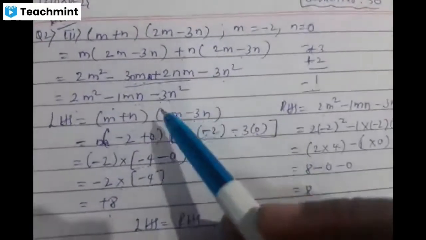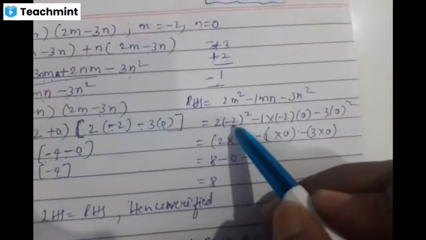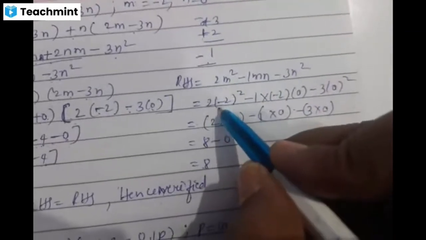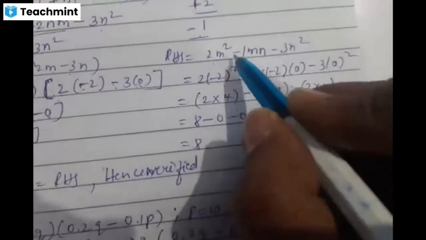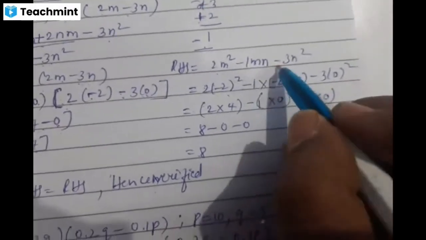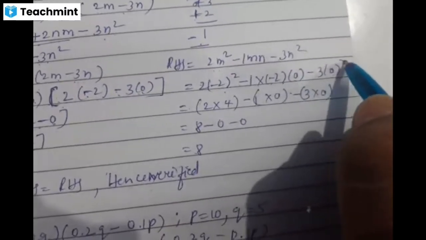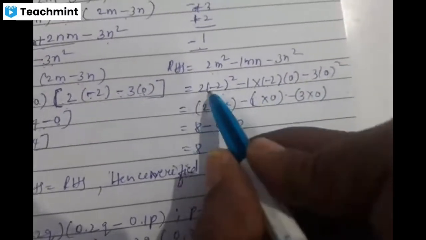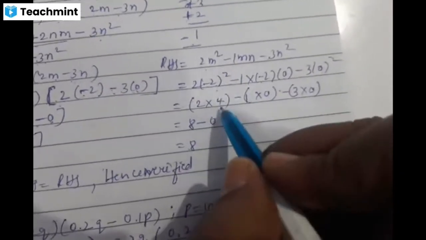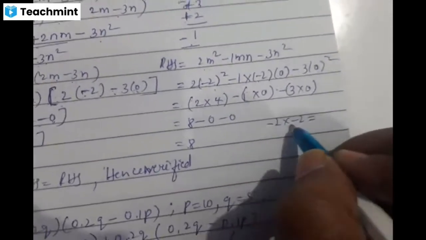Now consider the answer as RHS. Here in place of m, you should substitute minus 2 and n as 0. 2 into (minus 2) whole square minus 1 into m is minus 2, n is 0. Minus 3 into n place we have to substitute 0 square. 2 into minus 2 multiplied 2 times, children. Minus 2 whole square is 4. Minus 2 into minus 2. Minus into minus is plus.